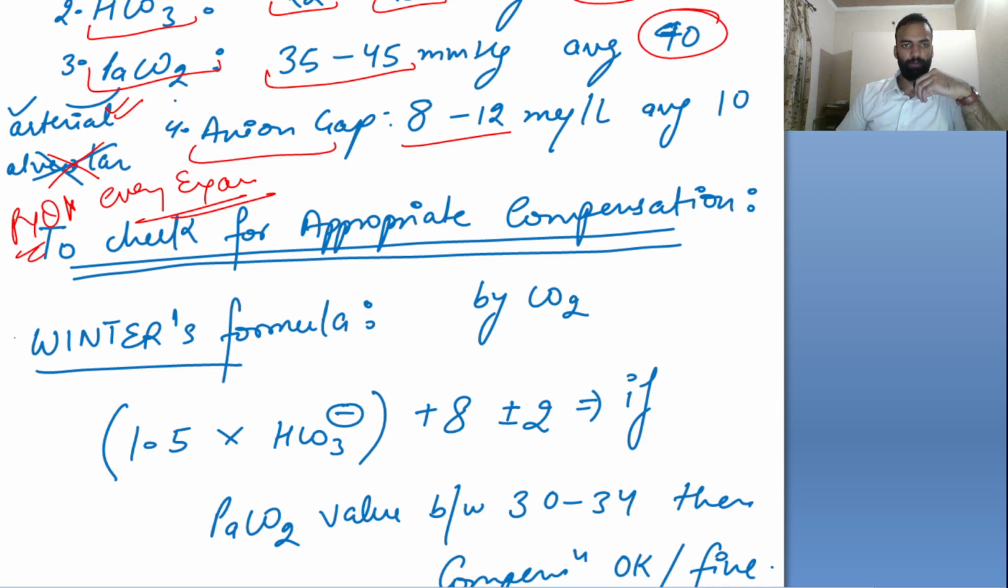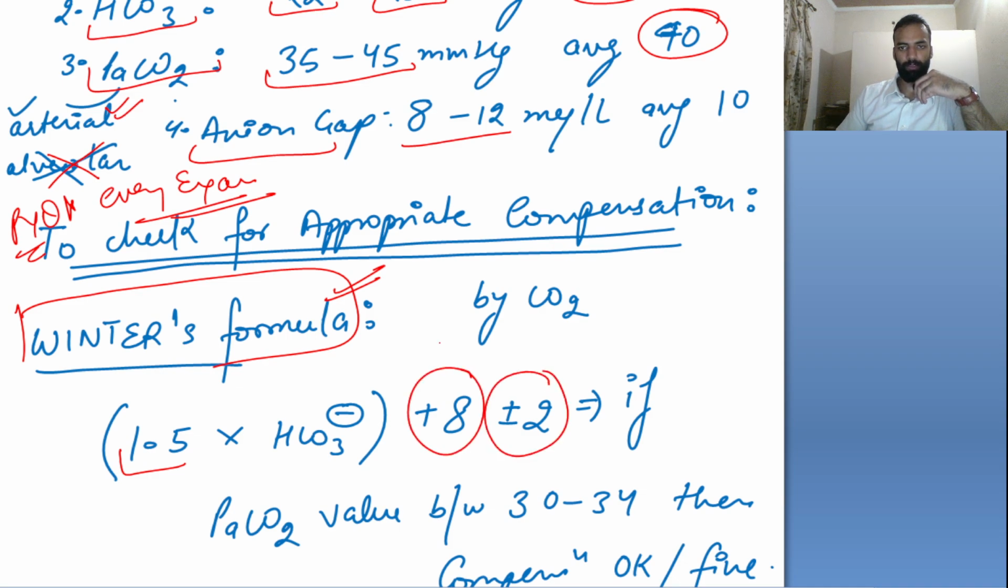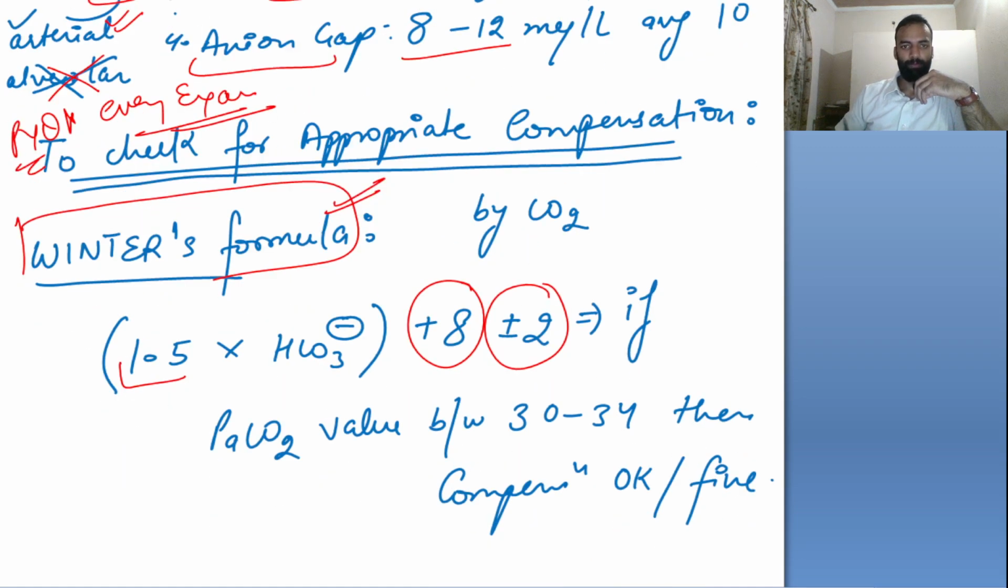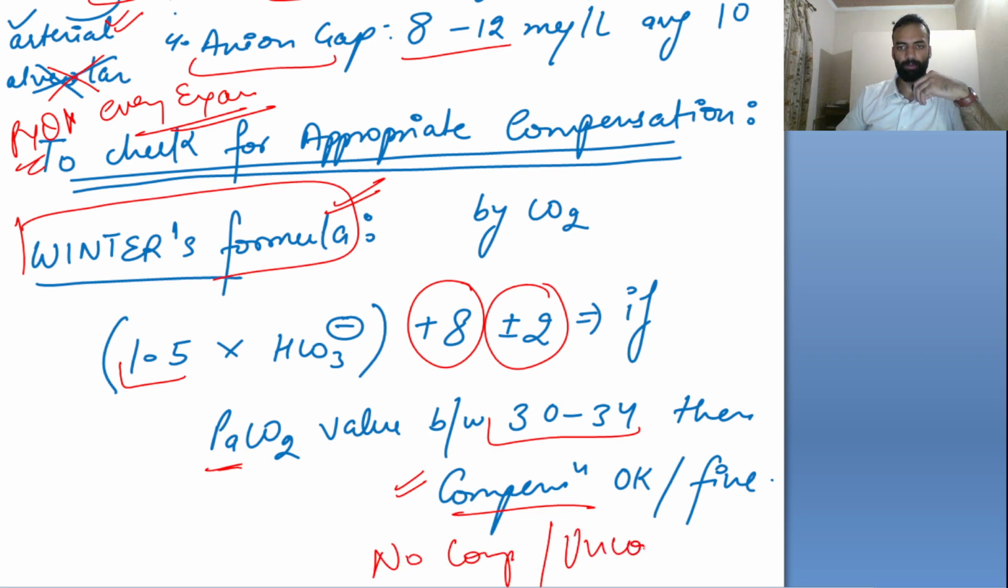So there is Winter's formula for this. You have to remember this formula: you have to multiply bicarbonate by 1.5 and then add 8 to it, and then plus 2 and minus 2. If the partial pressure of CO2 comes between 30 to 34, then compensation is okay or fine. If it is not there, then it is no compensation, or uncompensated.